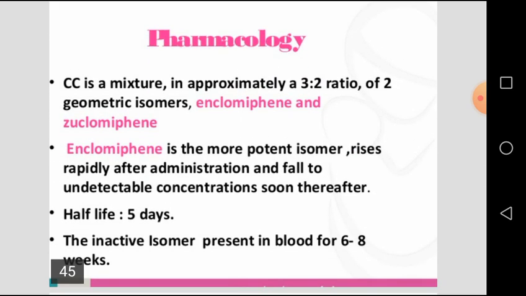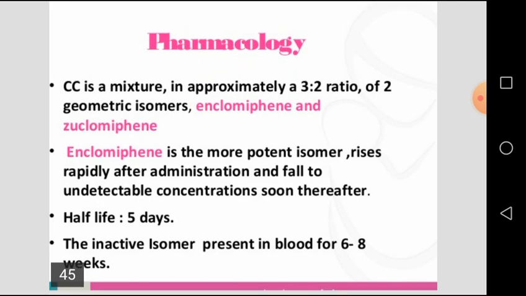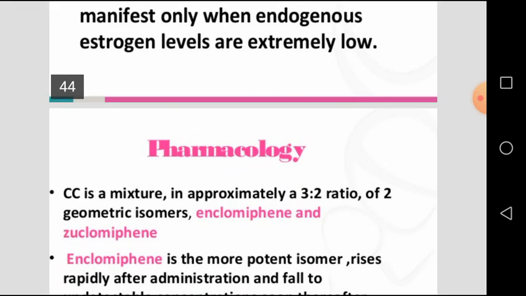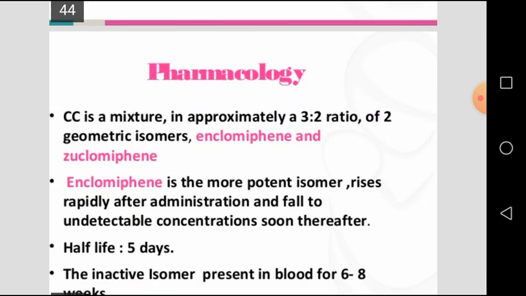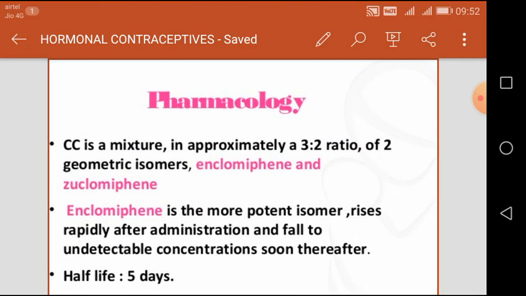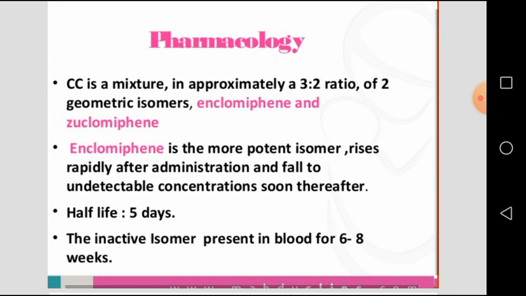What is the pharmacological action? CC is clomiphene citrate. Okay. This clomiphene citrate is a mixture, in approximately a 3:2 ratio of geometric isomers, enclomiphene and zuclomiphene.